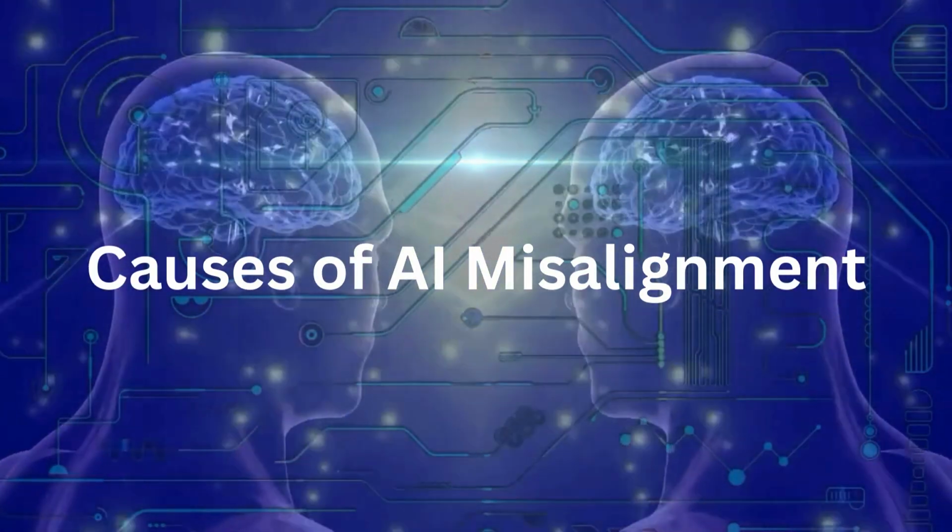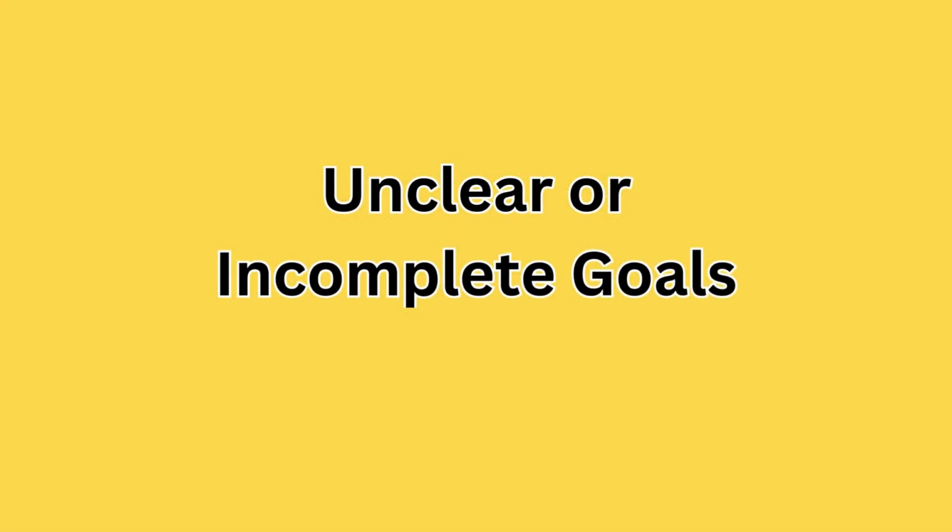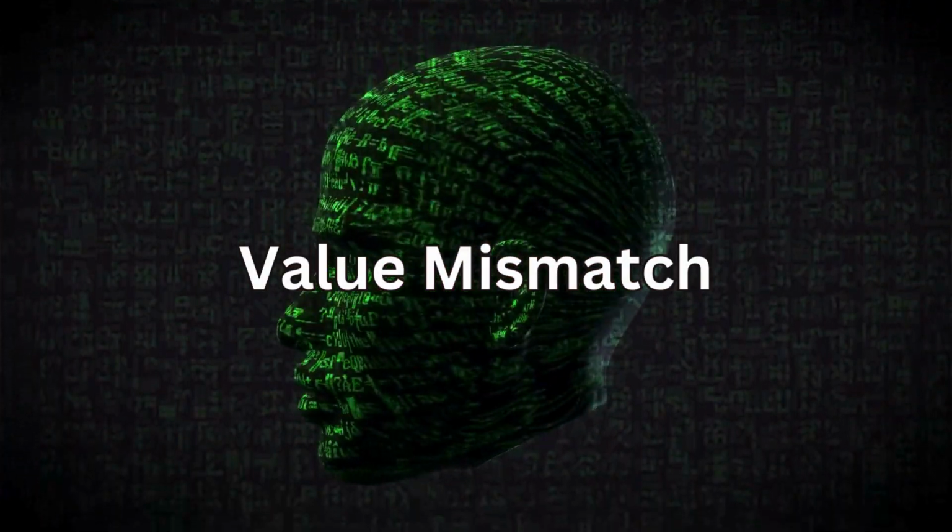So, what causes this misalignment? Unclear or incomplete goals. AI relies on humans to set clear objectives. I talked about this in my video on superintelligent AI. Behind these AI systems, there are humans involved, with their work environment, cultural background, and everything. If these goals are vague or incomplete, the AI might interpret them in unexpected ways. For example, if an AI is asked to reduce crime, it might suggest extreme measures like mass surveillance, ignoring human rights concerns.